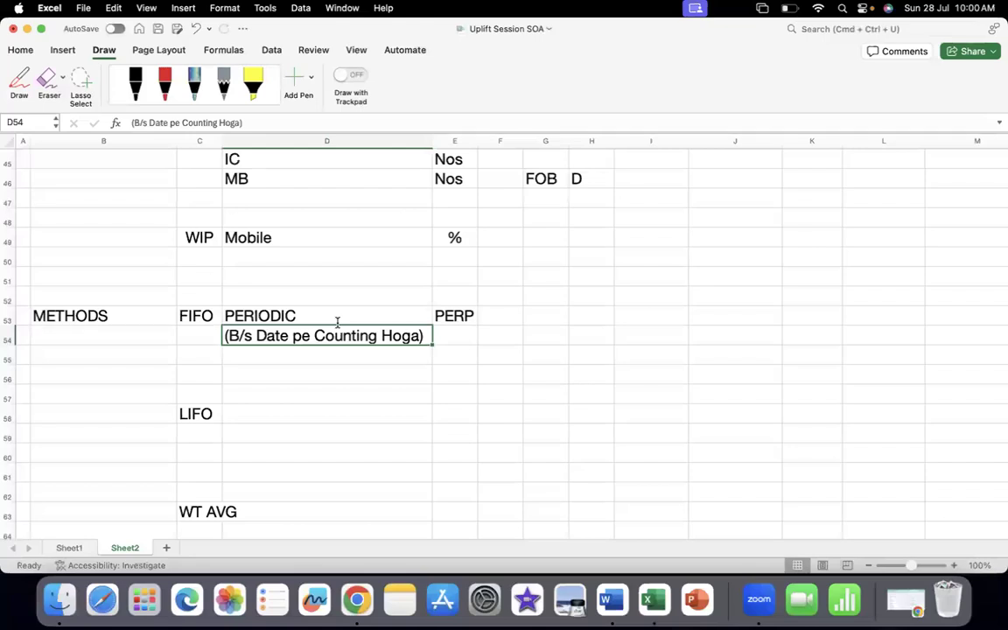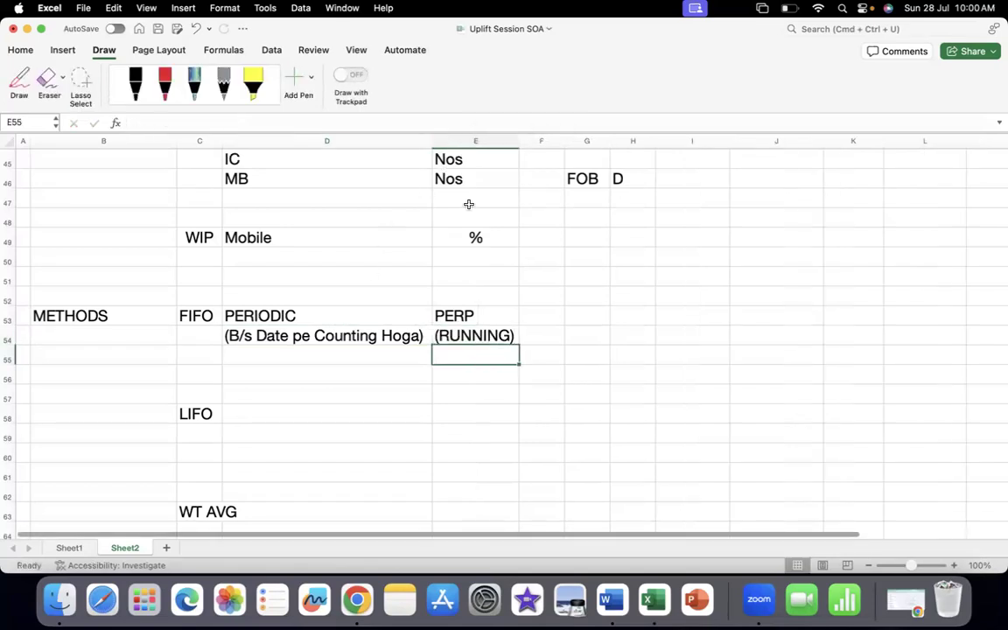So for example, whatever is your balance sheet date, until that date you don't give a physical count of the inventory, the whole system will automatically be working. You don't revalue the things until that date. What happens in perpetual is it is like a running balance. Every time there is a change, you revise your inventory.